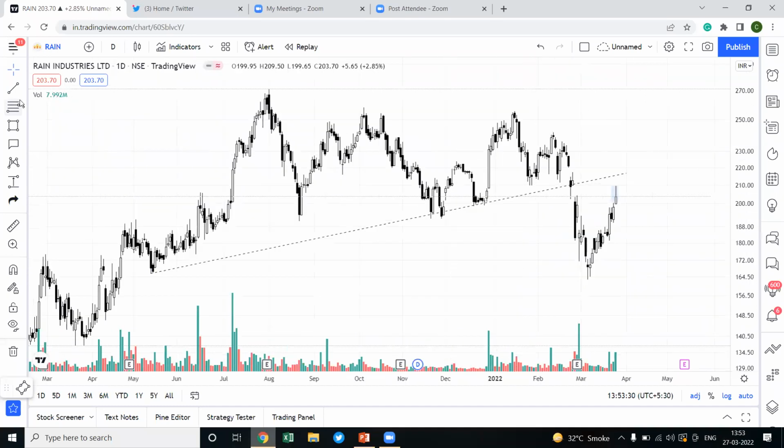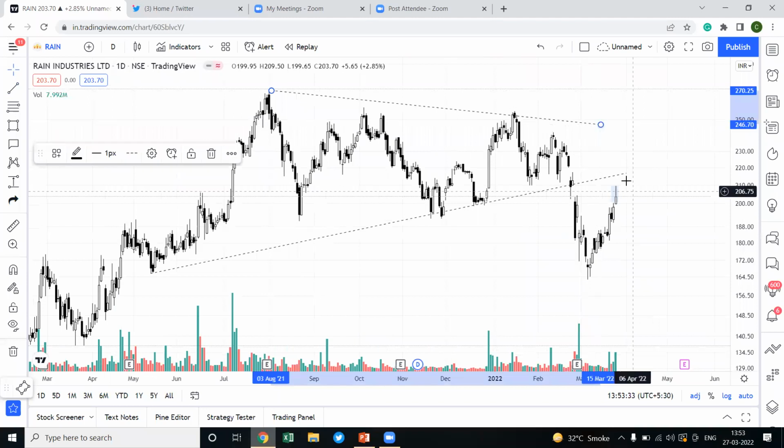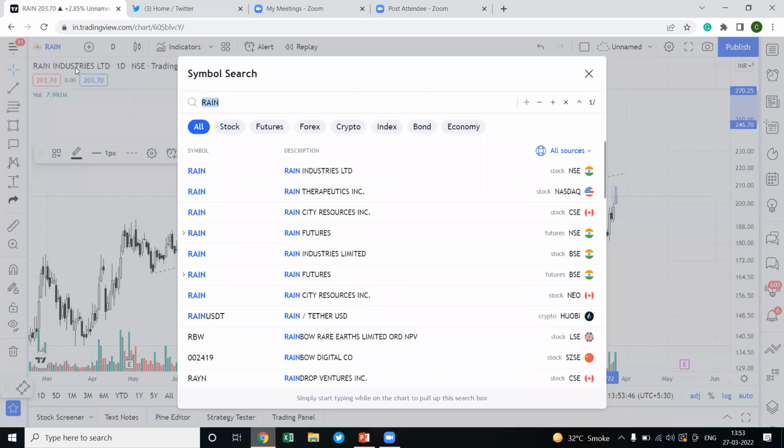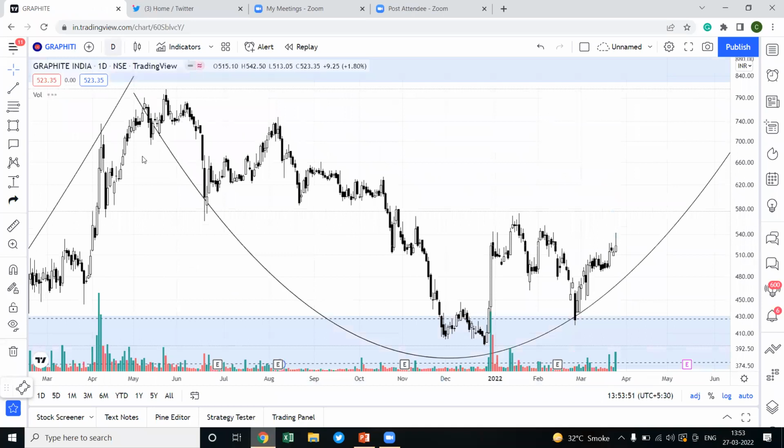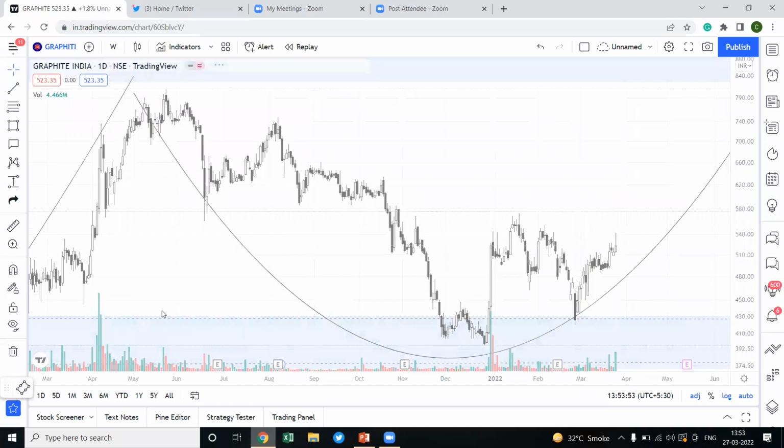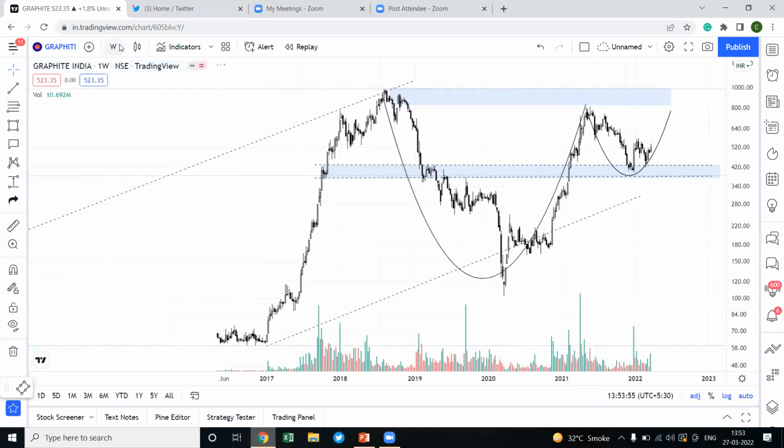So for Rain Industry, it is very important to close above this particular level of 215 on a daily or a weekly basis. Closing basis is very important, and once it closes, then it can continue its momentum till the 250 and 260 levels. So this was for Rain Industries. We go to Graphite. I've already made a chart of Graphite.